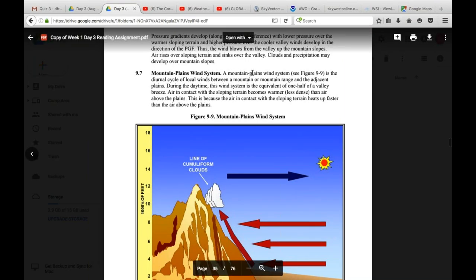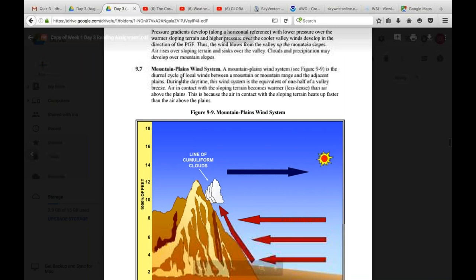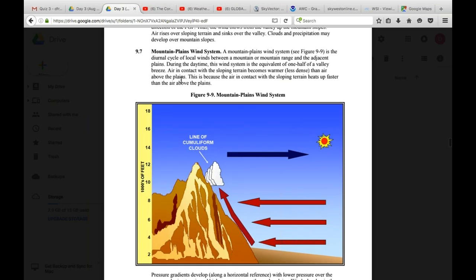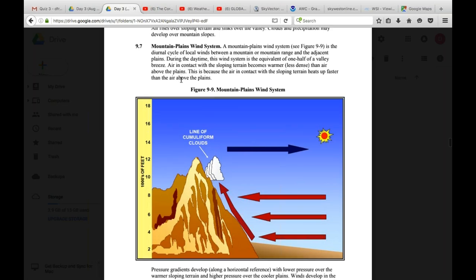Mountain plains wind system. A mountain plains wind system is the diurnal cycle of local winds between a mountain or mountain range and the adjacent plains. During the daytime, this wind system is equivalent of one half of a valley breeze. Air in contact with the sloping terrain becomes warmer than the air above the plains. This is because air in contact with sloping terrain heats up faster than the air above the plains.